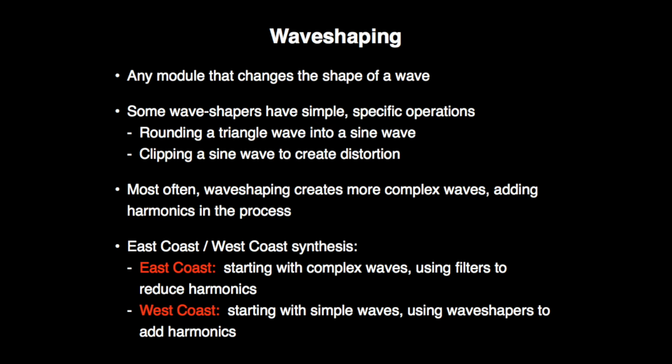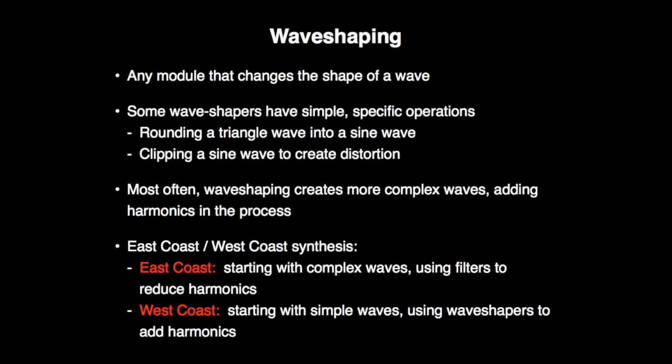Other wave shapers will just do clipping. They might clip a sine wave to create distortion. We talked about this a little bit with the filter last time. We'll go into it in a little more detail today. But most often, wave shapers are going to create more complex waves. They're going to take a relatively simple input, and by changing the shape of the wave, they're going to add lots of harmonics, and we end up with something that's more complex.